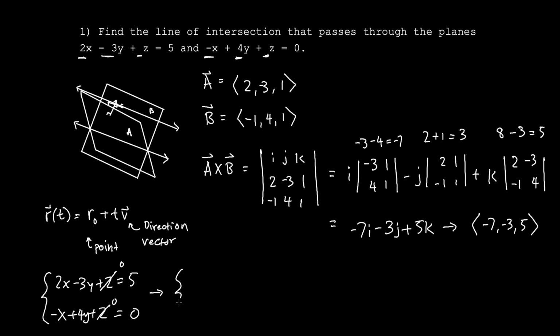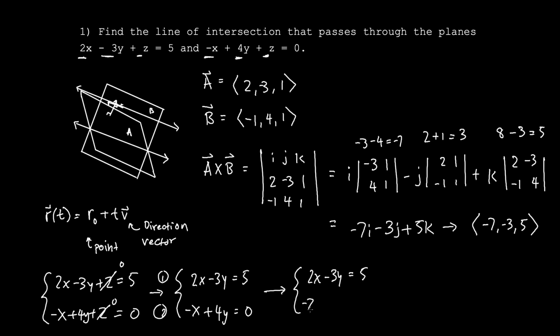So let's simplify this by getting rid of the z component. We get 2x minus 3y equals 5, and -x plus 4y equals 0. To solve the system of equations, it's easier to use elimination. So to eliminate, we want to multiply the bottom equation by 2. Multiplying the bottom equation by 2, we get 2x minus 3y equals 5, and -2x plus 8y equals 0, because 0 times 2 is still 0.